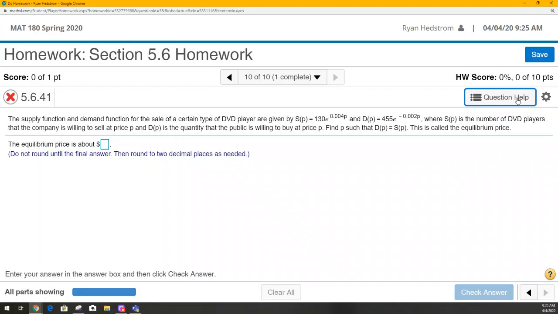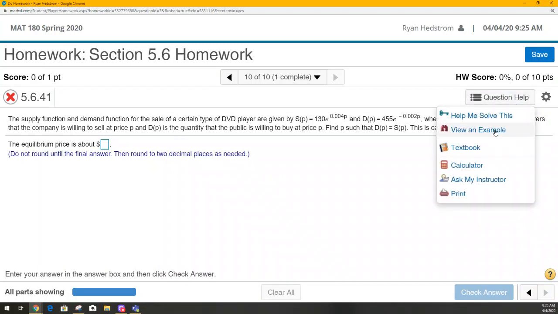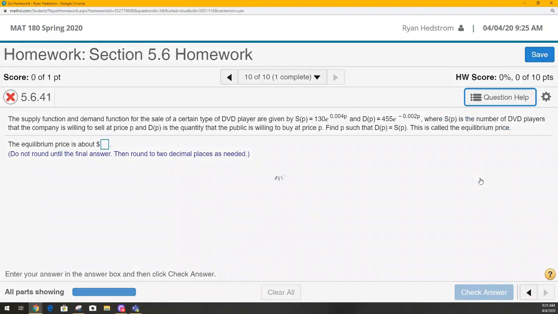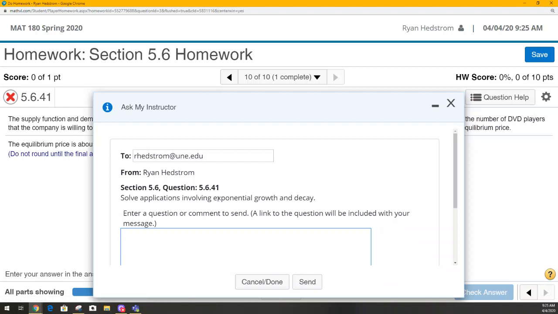Okay. But if you just want to review an example, see how they do it, this is a little bit quicker. You can always use the Ask My Instructor feature. That sends me an email where you can ask for help. Okay?